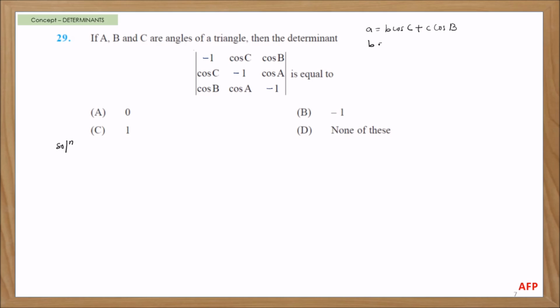Next, b is equal to c cos A plus a cos C. Next, c is equal to a cos B plus b cos A. Okay, this is what we call the projection rule. Projection rule of a triangle.